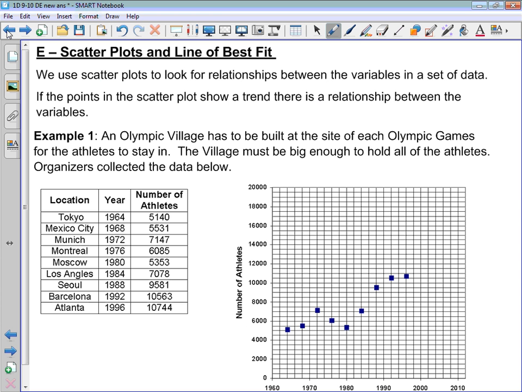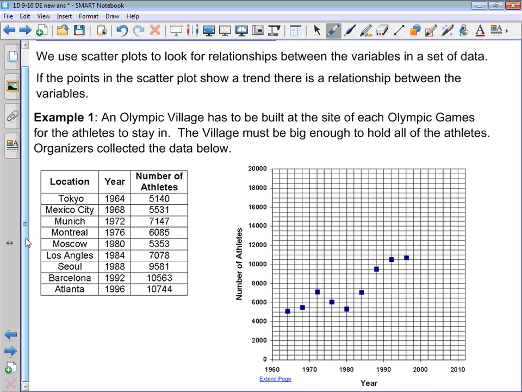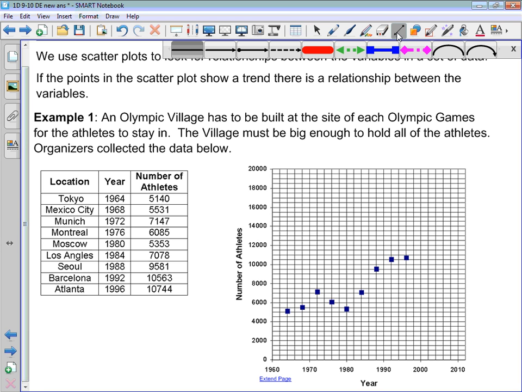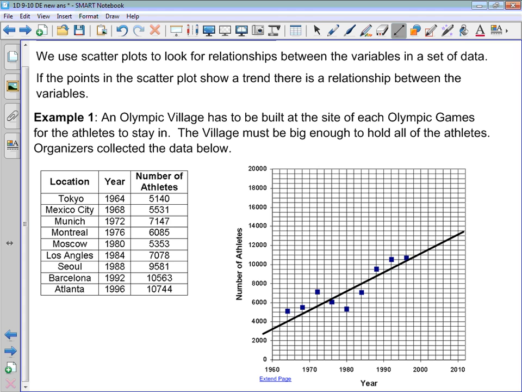Because as year increases, the number of athletes is increasing. Then we've got to think about whether we can draw a line or a curve of best fit to this data. Is it better fit by a straight line or by a curve? I think we can probably get away with a straight line. We're drawing a nice straight line that follows the trend, and we try to get about the same number of points above it as below it.